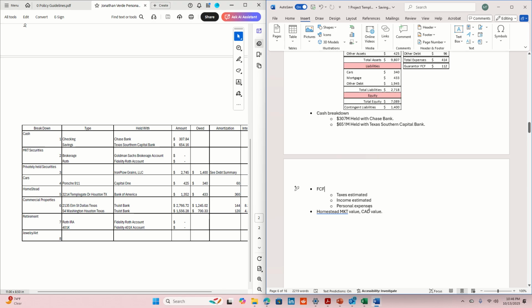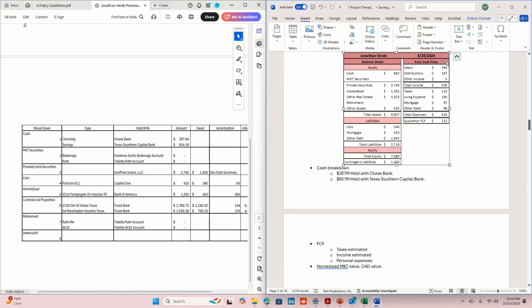Now, when we come down to free cash flow, you might be wondering, how do we calculate this cash flow over here? That's what's over here. Income estimated. Personal expenses. That means your living expenses. So we're going to say living expenses of, let me say 105M, is estimated at 20% of total income. Because remember what we did was we took 20% of 526.